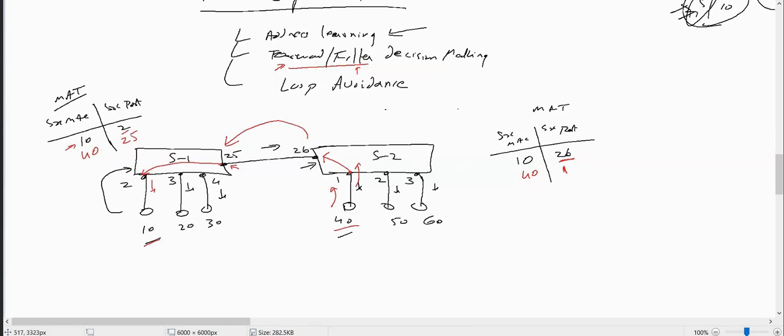Now, here is the thing. The second frame is coming from system 10. When the second frame is coming again from system 10, the question is, will I again learn the source MAC address and the corresponding port number? Should I again learn it? Yes or no? Answer, please.